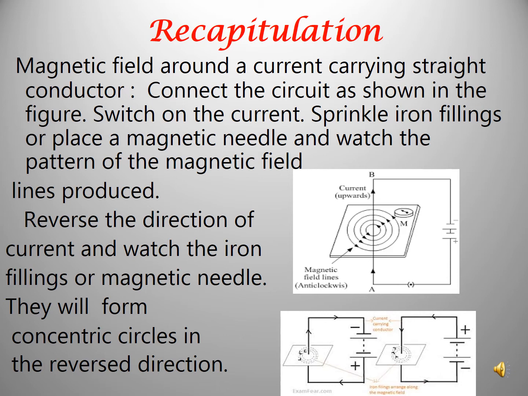If we reverse the direction of the current, then what will happen? We will see that the magnetic field lines produced will also reverse the direction. So, we can see the magnetic field lines produced for a current carrying straight conductor are concentric circles around the wire. So if you reverse the direction of the current, the direction of the magnetic field of the concentric circles will be reversed.